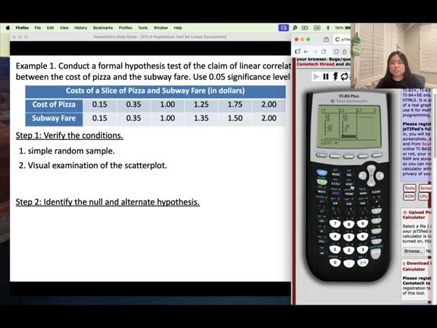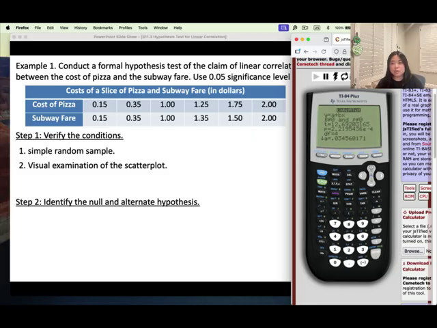Okay, then go to STAT, go to TESTS, go up, and you're going to find the LinRegTTest. Enter. My x data is in L1, y data is in L2. For frequency, just put 1. And we always choose not equal to. For the regression equation, we just leave it blank.